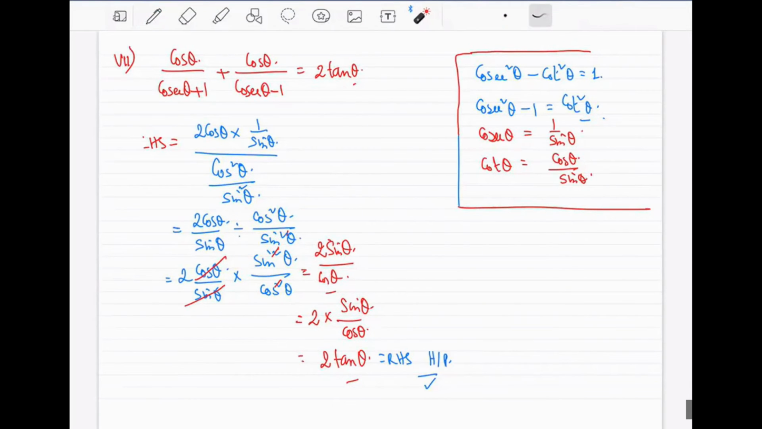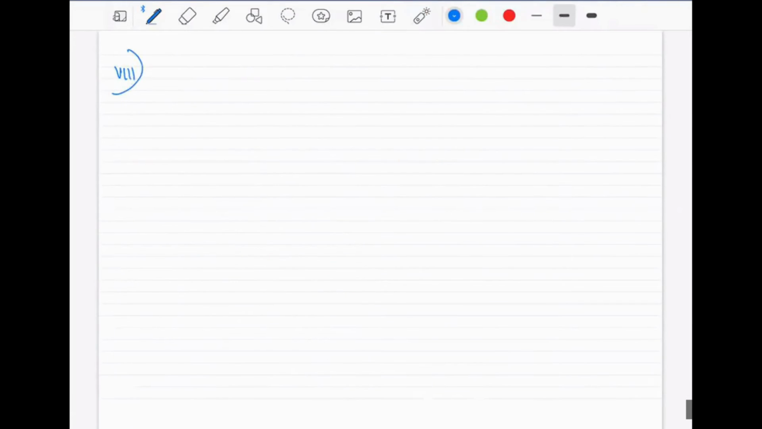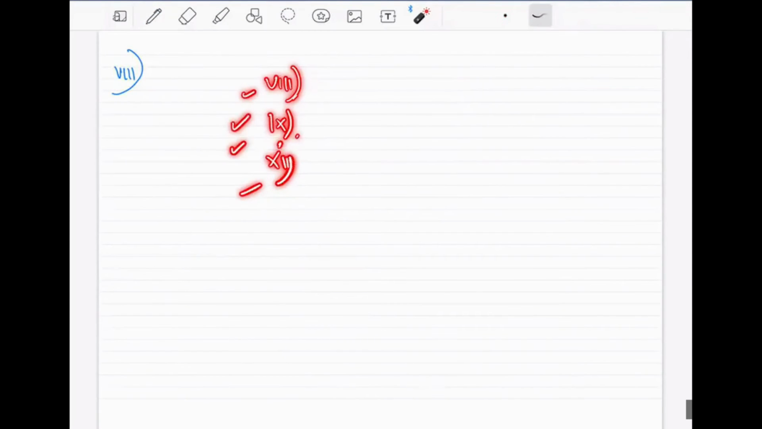All right, moving on. Next, Roman number 8. Okay, look, Roman number 8, Roman number 9, and Roman number 12. 8, 9, and 12, they're almost similar. So let me do them first, irrespective of the order. We will do 8 first, 9 next, and then 12 later on. The remaining, we will do after these 3 are done.